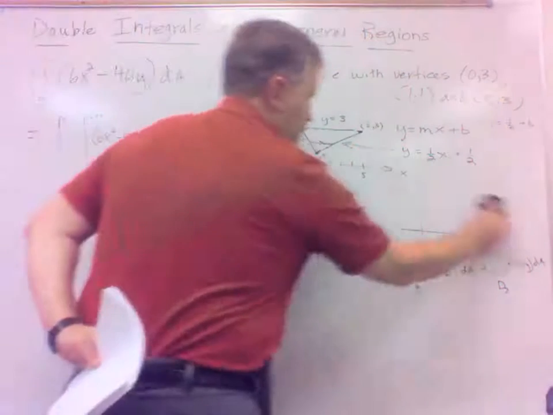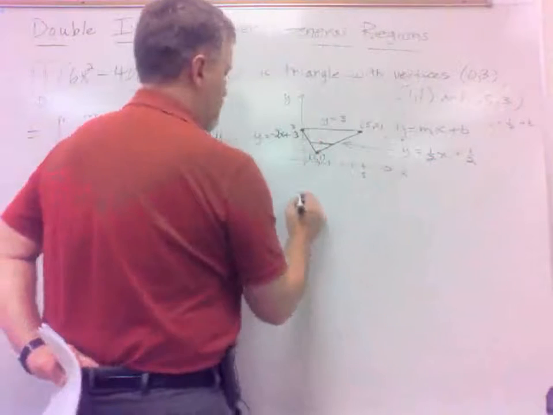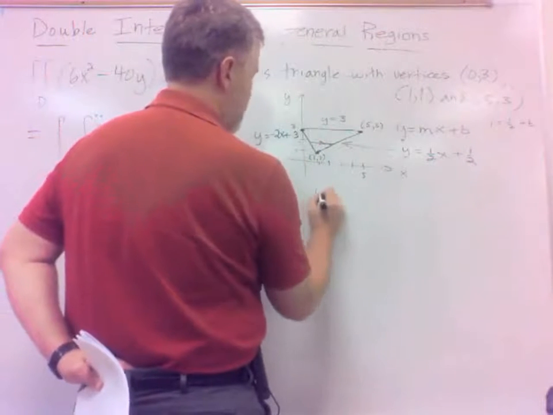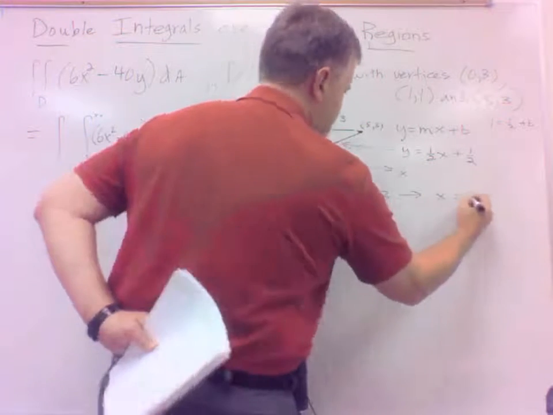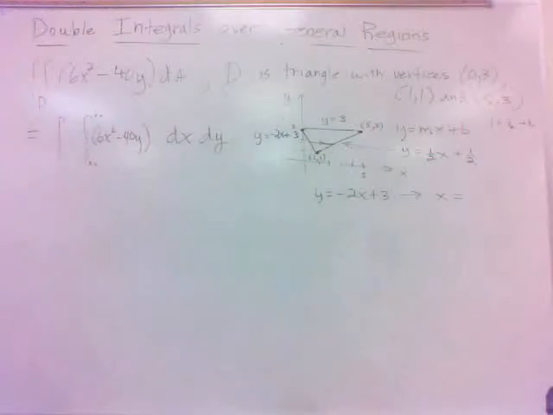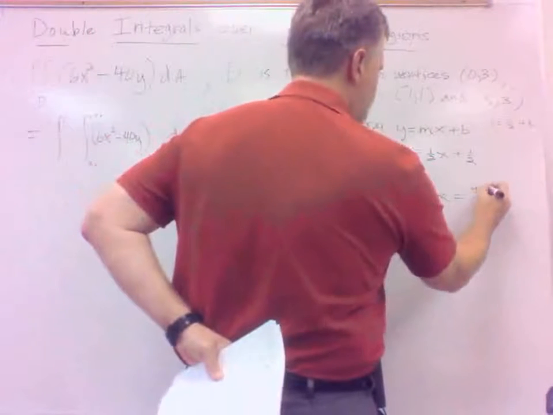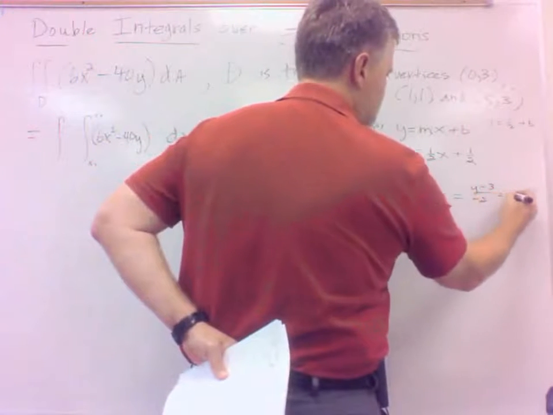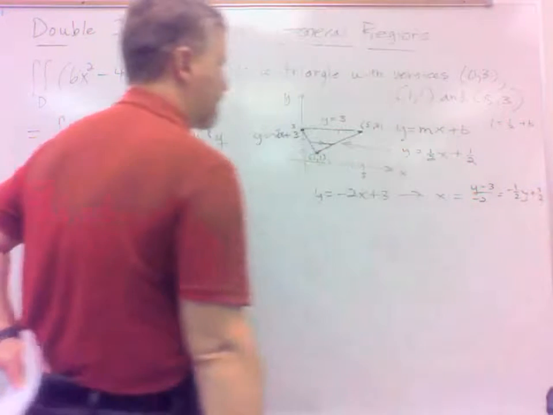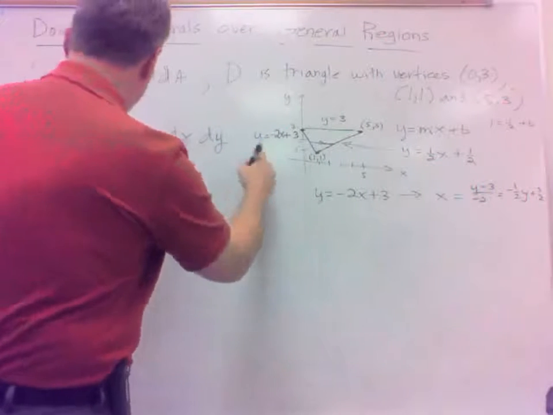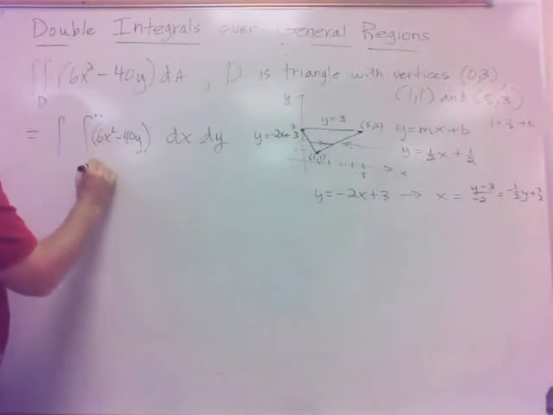Okay, so the lower one is y equals negative 2x plus 3, and I need to change that into x equals instead. What would be minus 3? So I have y minus 3 divided by negative 2. So it would be minus 1/2 y plus 3/2. That would be that one. So that's my lower one.